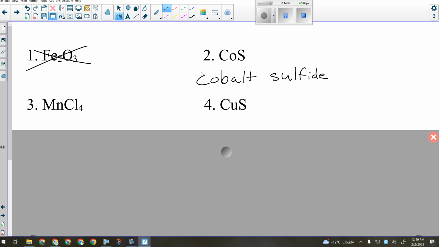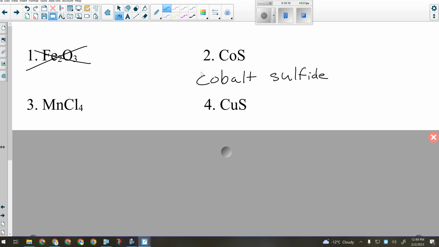And if the metal has more than one possible charge, then I know I need to figure out which Roman numeral it needs. If this was calcium sulfide, I wouldn't need to worry about a Roman numeral. Calcium can only be a 2, so I don't need to bother with one. But this does have more than one possible charge, so it does need a Roman numeral.